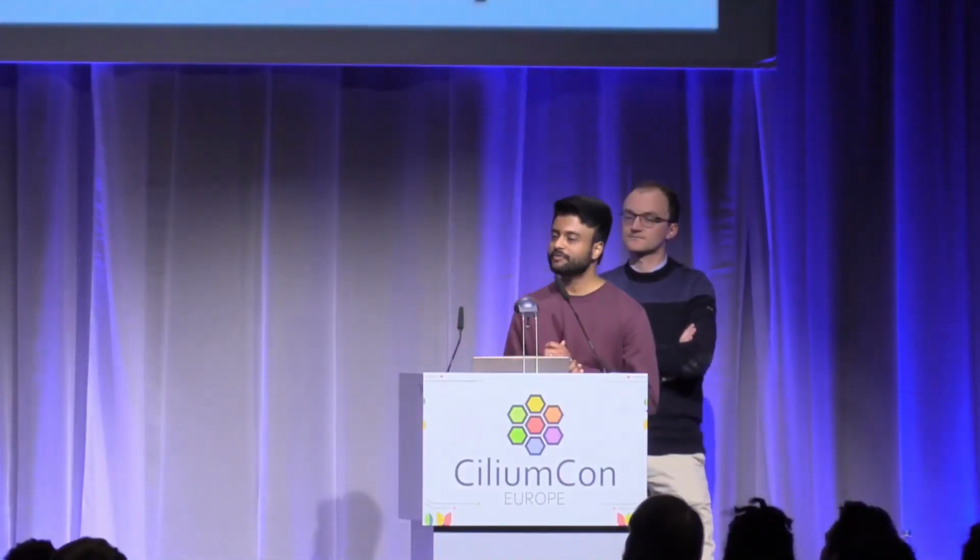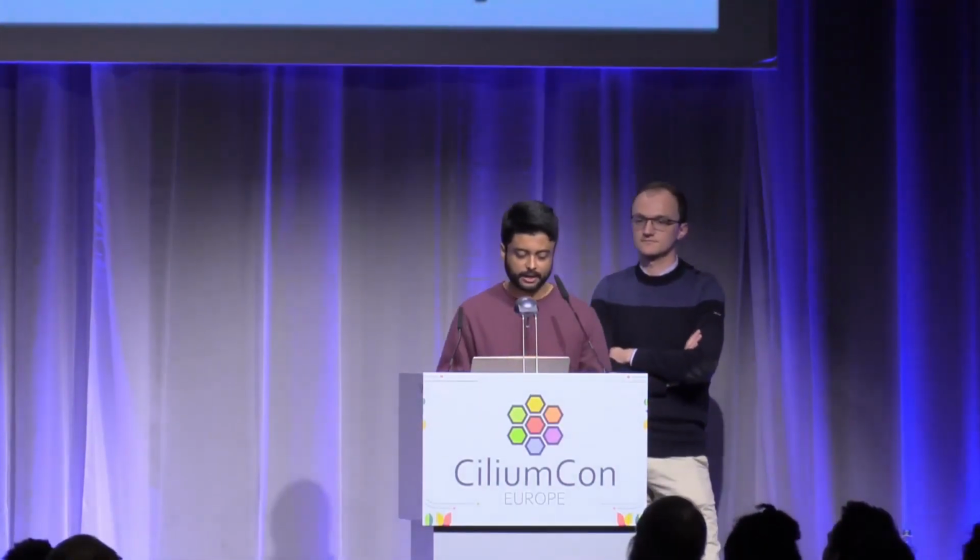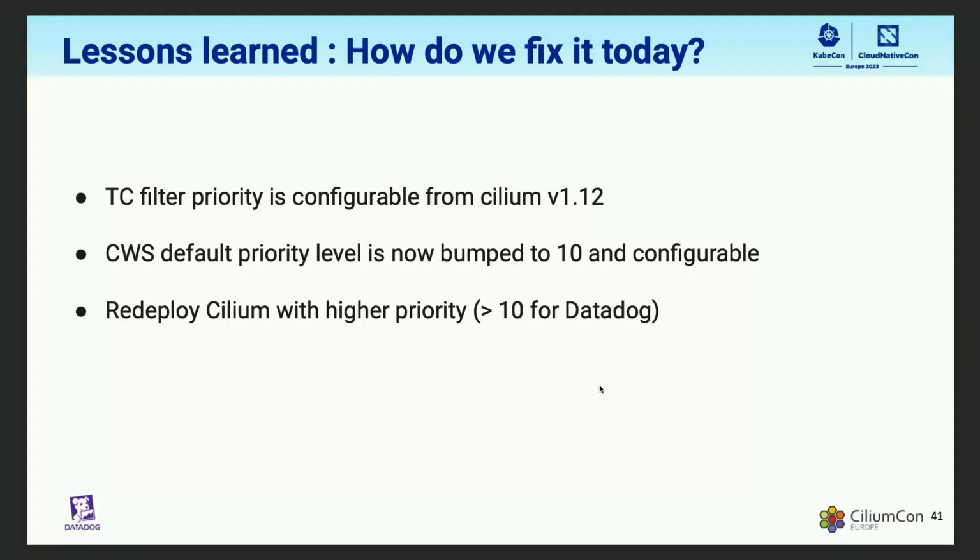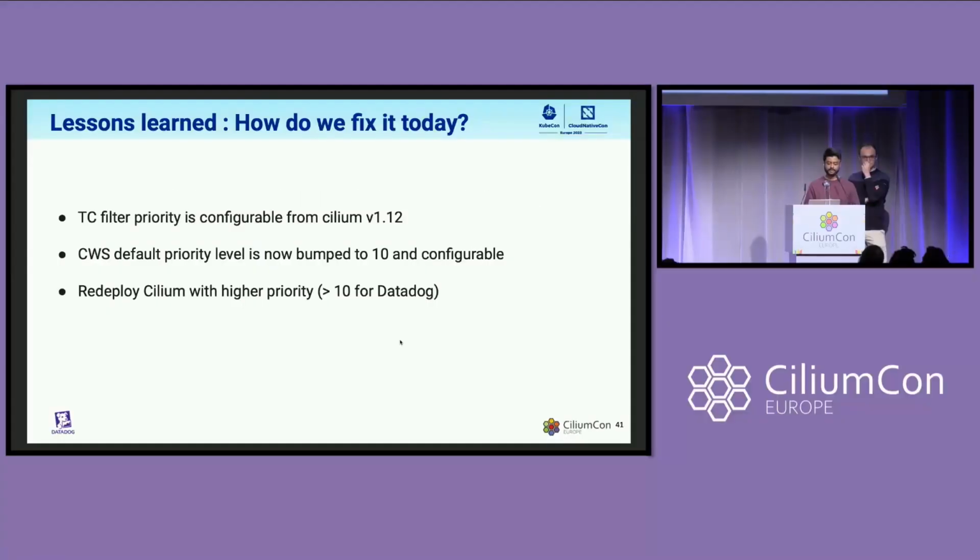So how do we fix this issue today? So Cilium, as of 1.12, started supporting custom priorities for TC filters, and CWS also rolled out an update that bumped the default priority from 1 to 10, so that people using Datadog agent and Cilium, things wouldn't break for them. And if you want to use both of them together, you'd have to redeploy Cilium with a priority that's greater than 10.